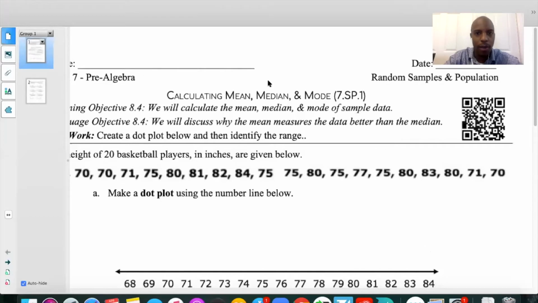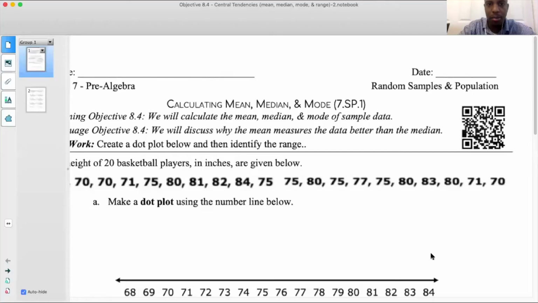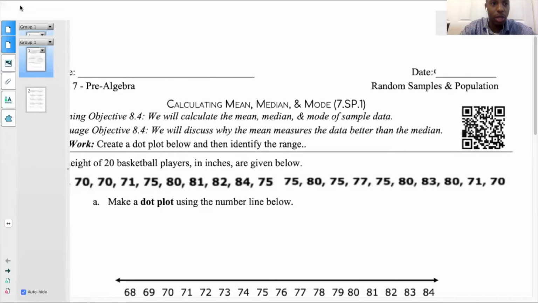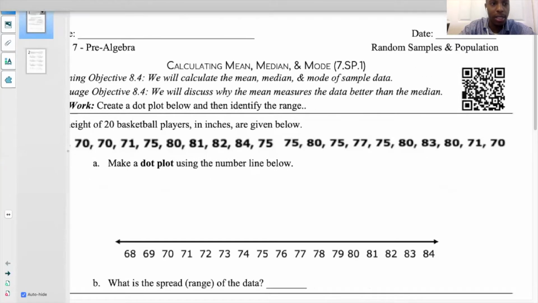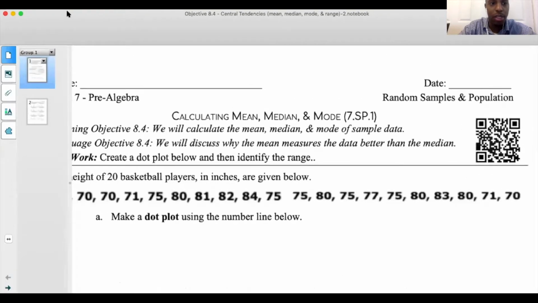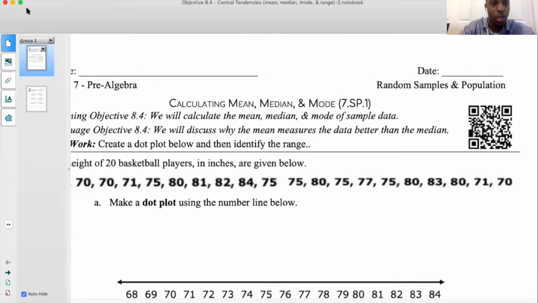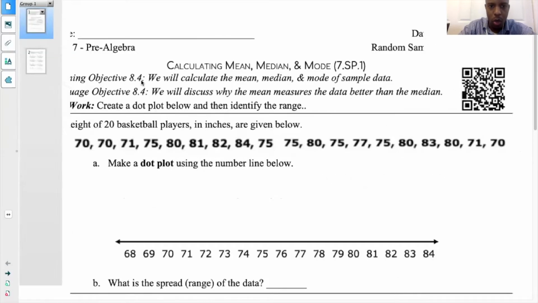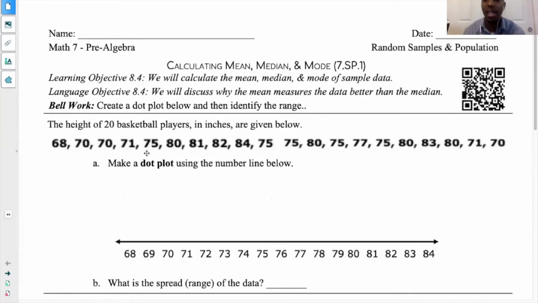Excellent. All right. So make sure everybody's seeing my screen with me. We're looking at lesson 8.4. And we're going to be talking about something called mean, median, and mode. All right, so I believe we all should be looking at this same screen here. I just want to double check to make sure we are perfect. And let's get great. So we're all looking at this screen here. We're going to be talking about how to calculate mean, median, and mode of sample data.